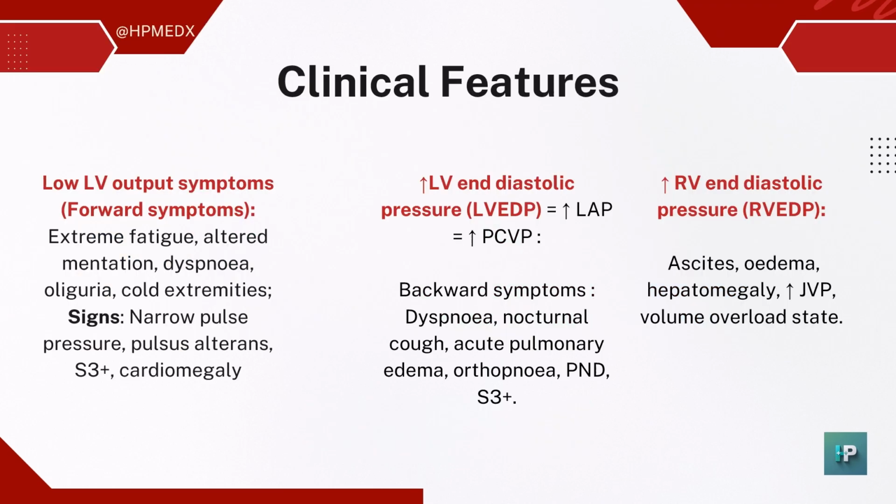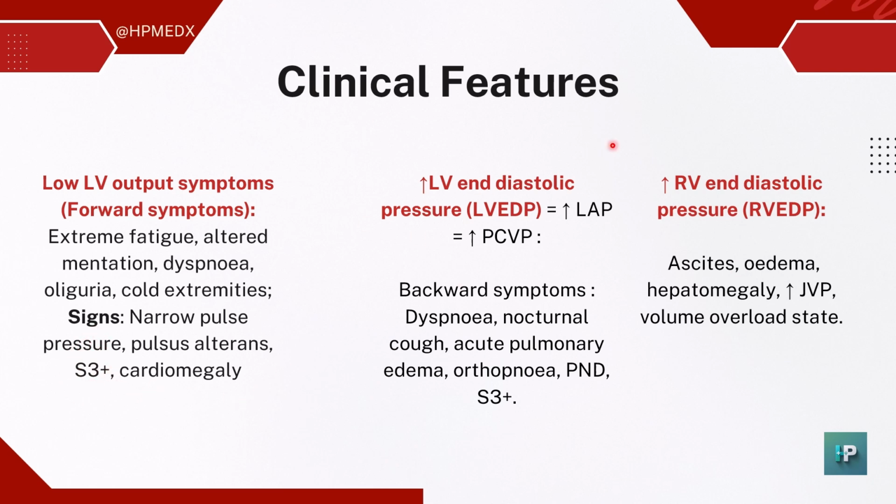And here we see the clinical features. You can learn this by learning the mechanism. At first, the systolic left ventricular failure. This results in forward symptoms due to decreased output, such as extreme fatigue, altered mentation, dyspnea, oliguria, cold extremities, and signs such as narrow pulse pressure, pulsus alternans, S3 heart sound, and cardiomegaly.